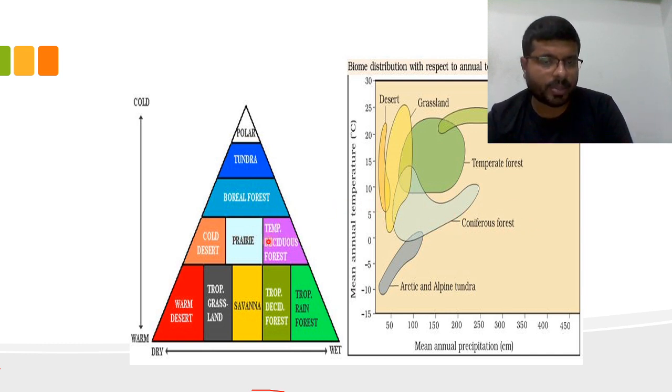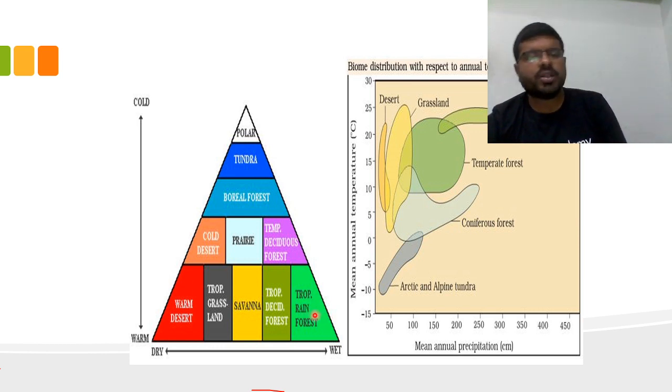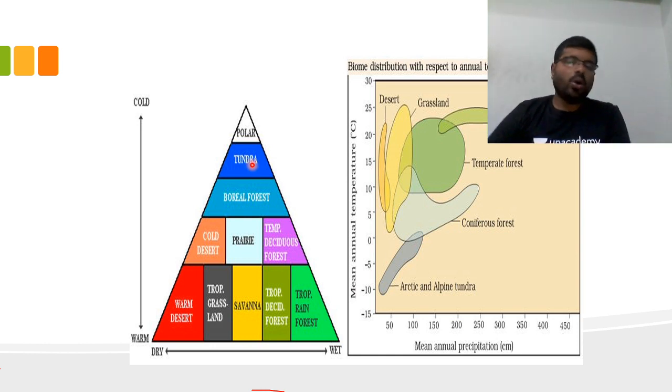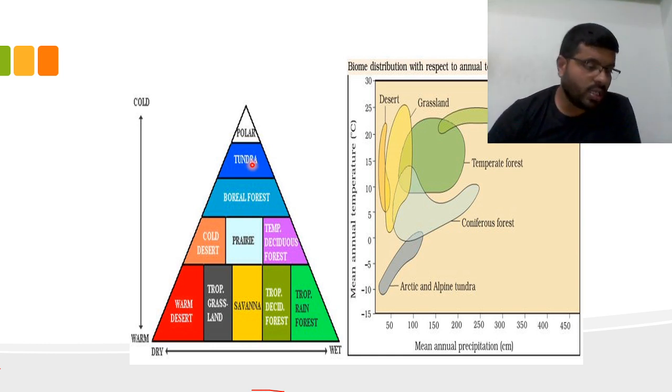Then between is the temperate region, and this is the tropical region. So tropical rainforest to desert is one transition. Temperate deciduous to cold desert is one transition. Boreal forest to tundra is one transition. All these are different transitions which we have.